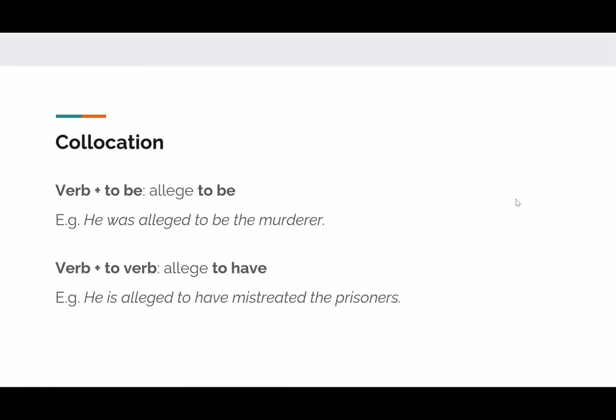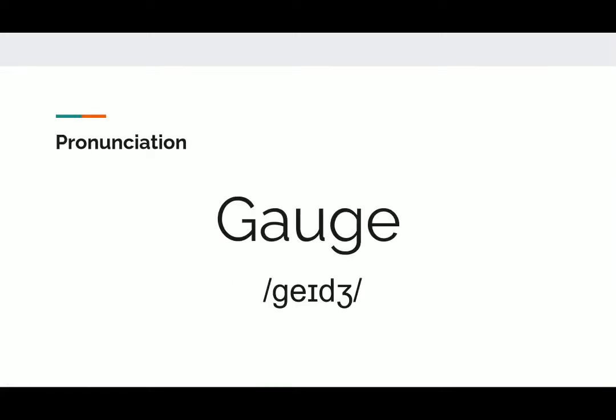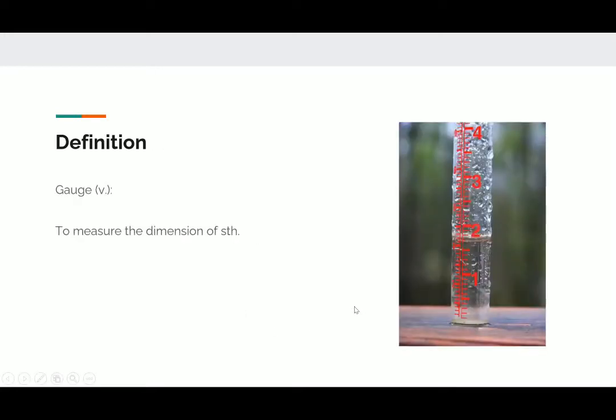Okay, let's move on to the second word. The second word is gauge. Gauge. You can follow me when I read it. Gauge. You can also read from the IPA form here. The definition of gauge is to measure the dimension of something. Gauge is a verb. So you can see in the picture here, you're gauging something. It means you're measuring the dimension of it.